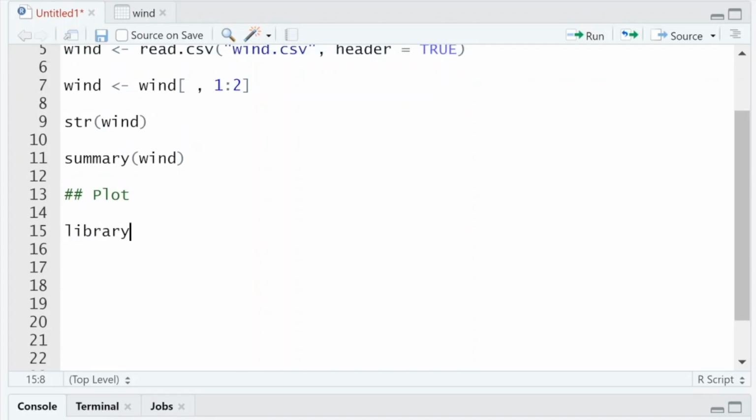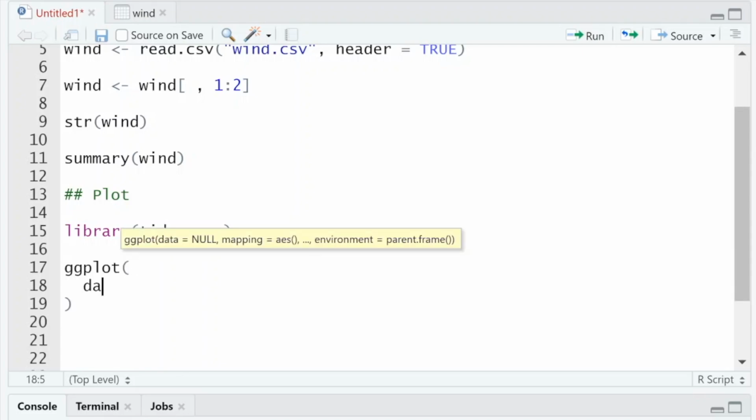So we read in or load in the tidyverse library. Okay, so that's good. Got everything there. And then we'll use this ggplot function. And the data is just going to be wind.